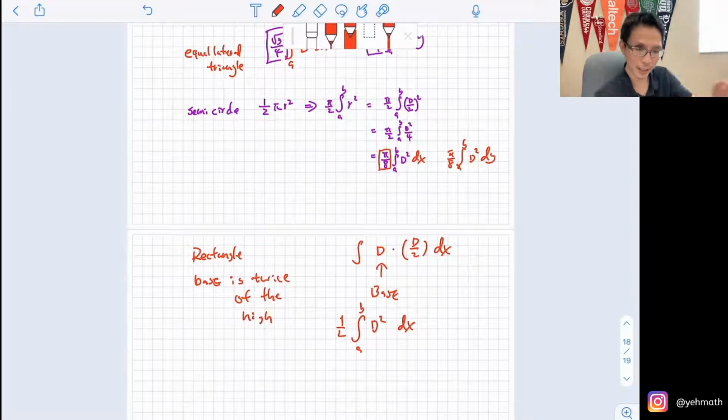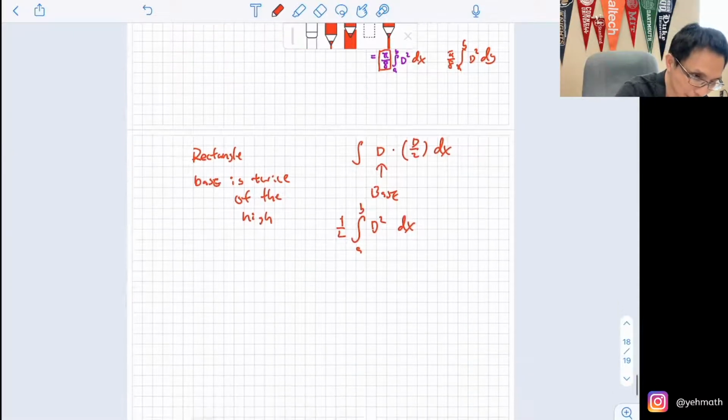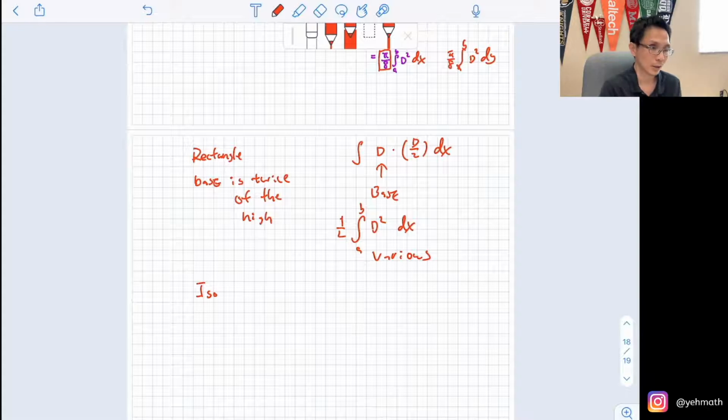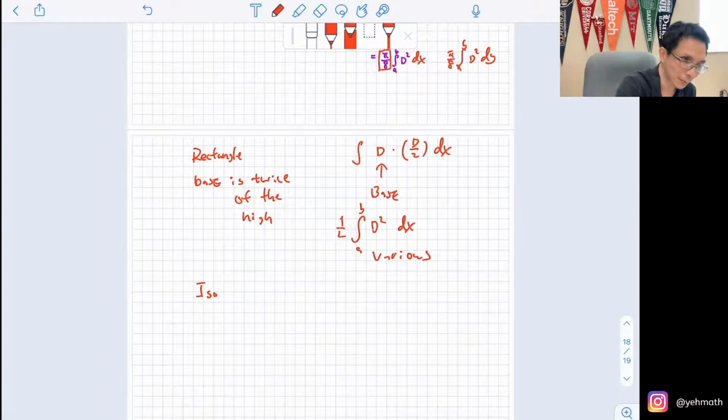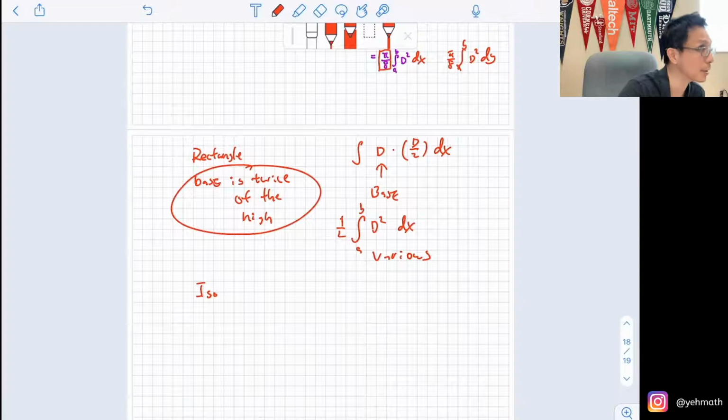I'm going to talk about the next one. It's isosceles. So you're saying the formula is not always 1/2 integral from a to b? No, it's not always. This is various. The number in front varies. It could be 1/2, could be 1/4. But it's always integral from a to b of d squared. You have to pay attention to the wording.